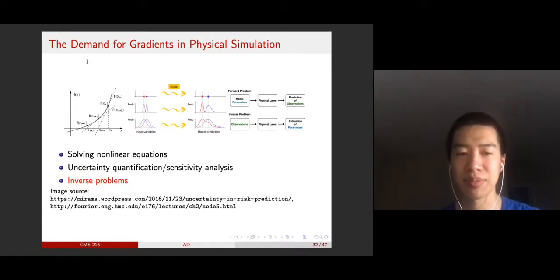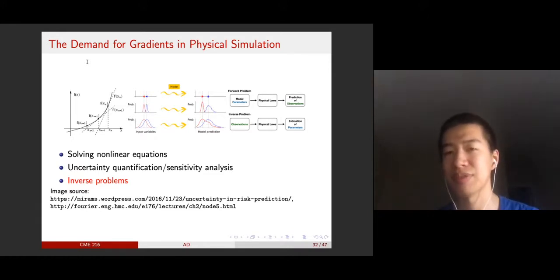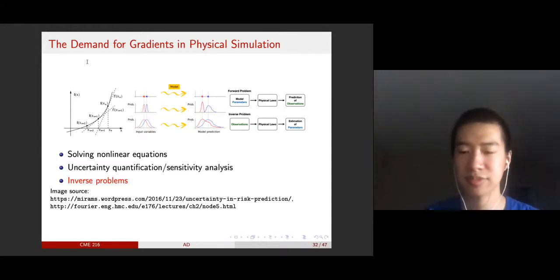And in inverse problems, usually you want to formulate your problem as, for example, a PDE constraint optimization problem. And to solve those kinds of problems, you also need to calculate the gradients with respect to your free optimization variables.